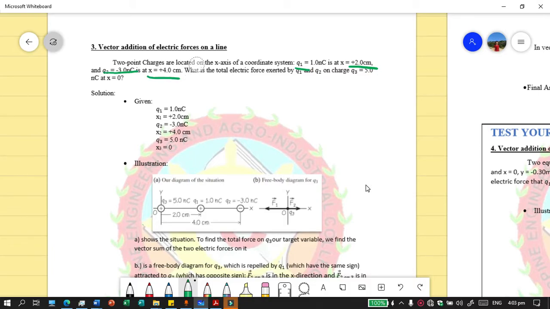So all we have to do here is calculate the total electric force exerted by Q1 and Q2 on charge 3, where charge 3 has a charge value of 5.0 nanocoulomb, which is located at the center. Now, let's proceed with our solution.